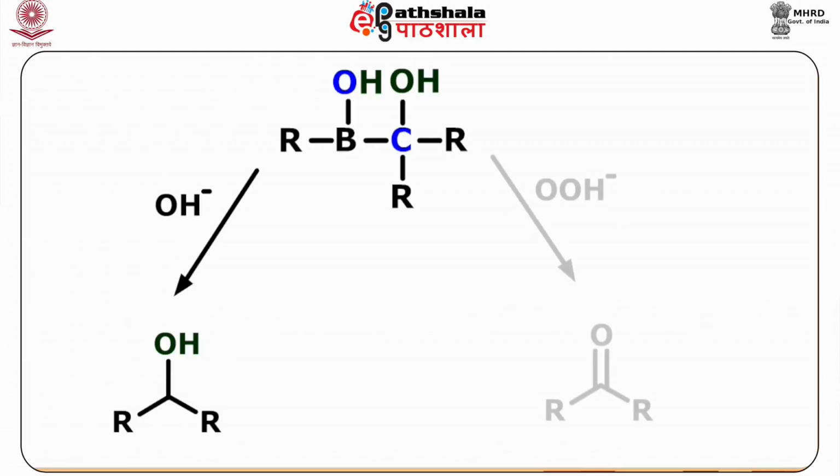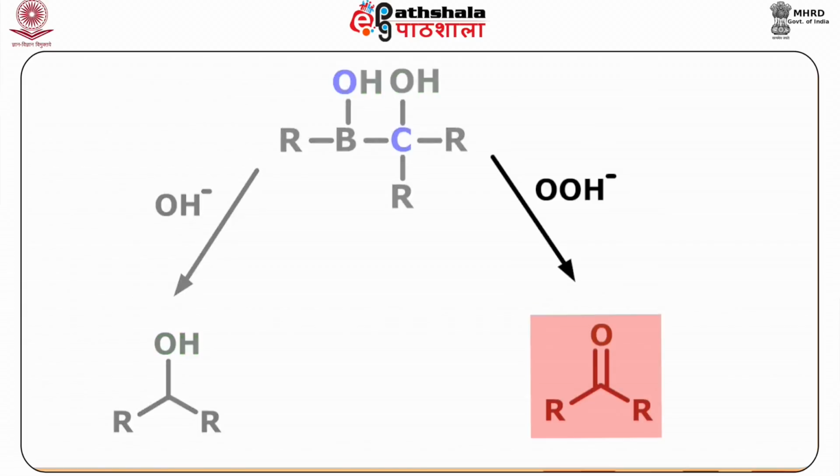On the other hand, if you do the treatment with OOH minus, that is the perhydroxide, then what happens is this boron part gets replaced with OH and these two OH undergo dehydration as they are on the same carbon and you get the resulting carbonyl compound.